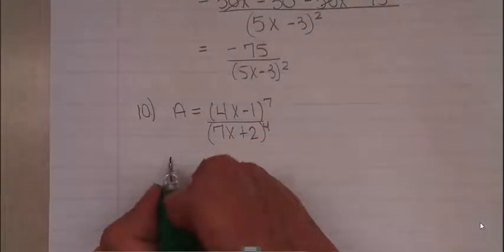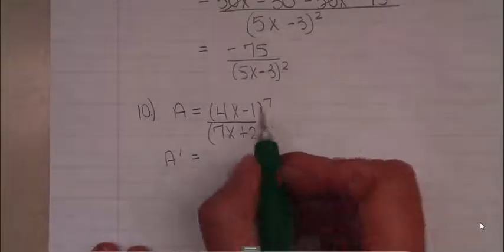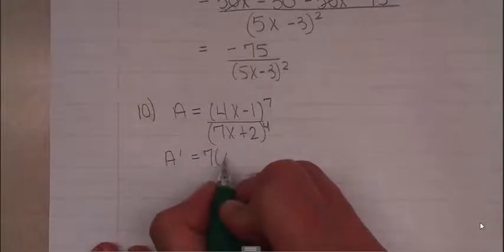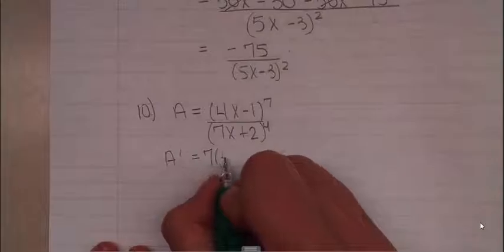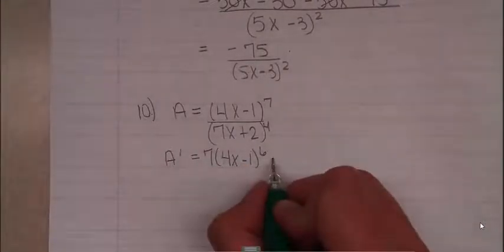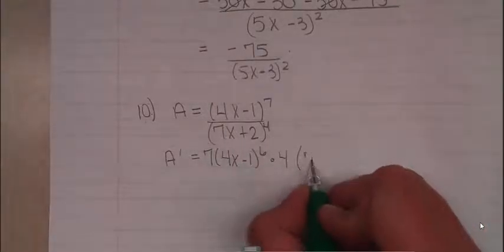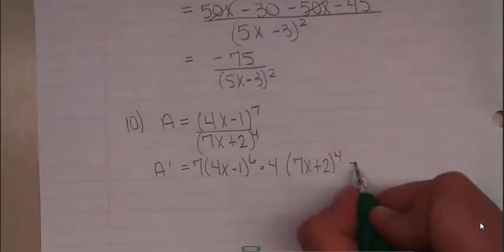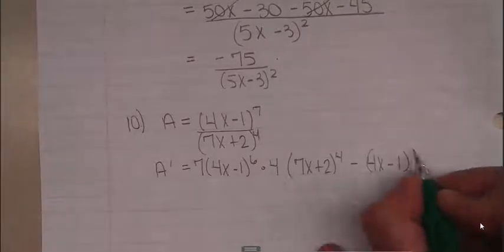Okay, so I'll just say, how about a prime? Derivative of the top. So I'm going to start by doing the outside, times the derivative of the inside, which is 4. Okay. Times the bottom, which is 7x plus 2 to the 4th. Minus the top, which is 4x minus 1 to the 7.